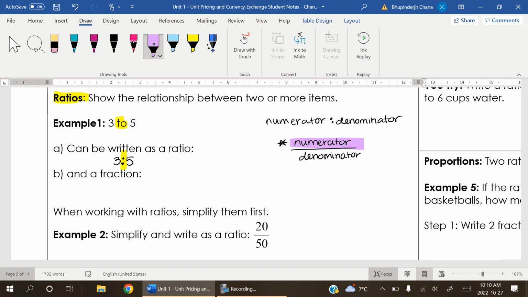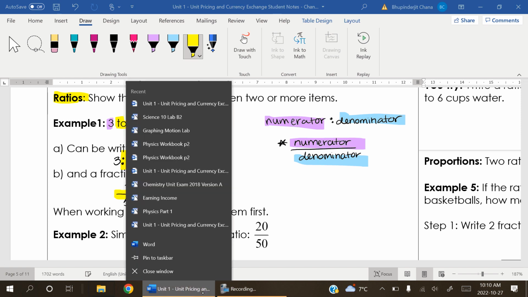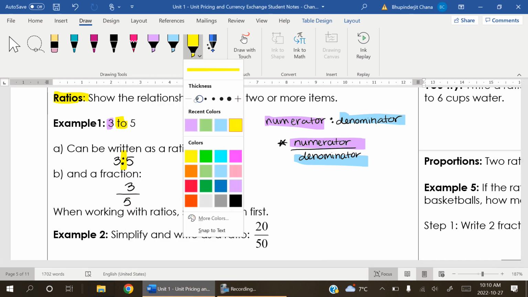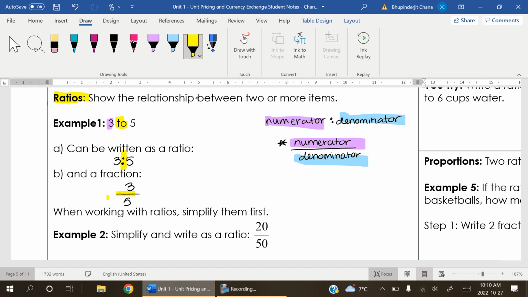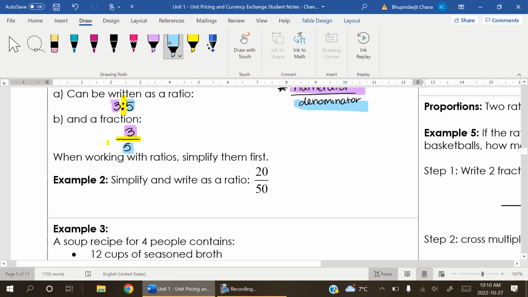So order really matters. So this would be 3 over 5. That fraction line represents the colon or the 2. 3 is first, 5 is second, so it goes into the numerator. Okay, and then we can do the same thing. We can write the fraction as a ratio.